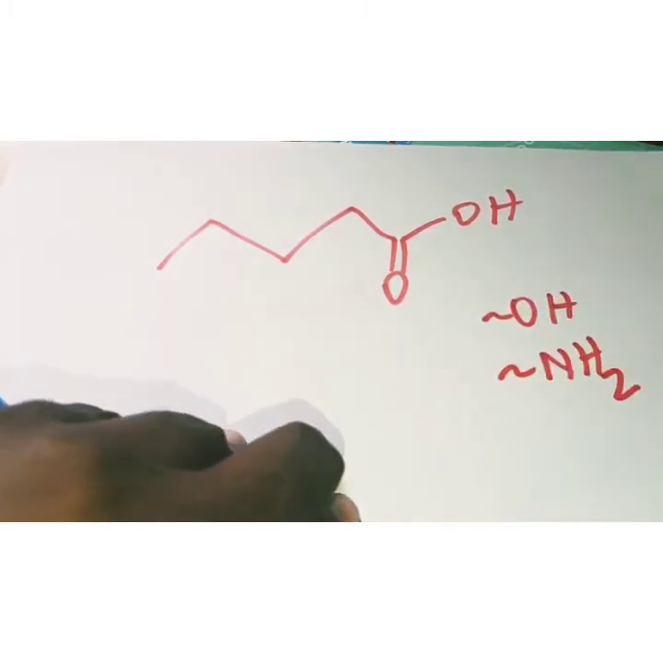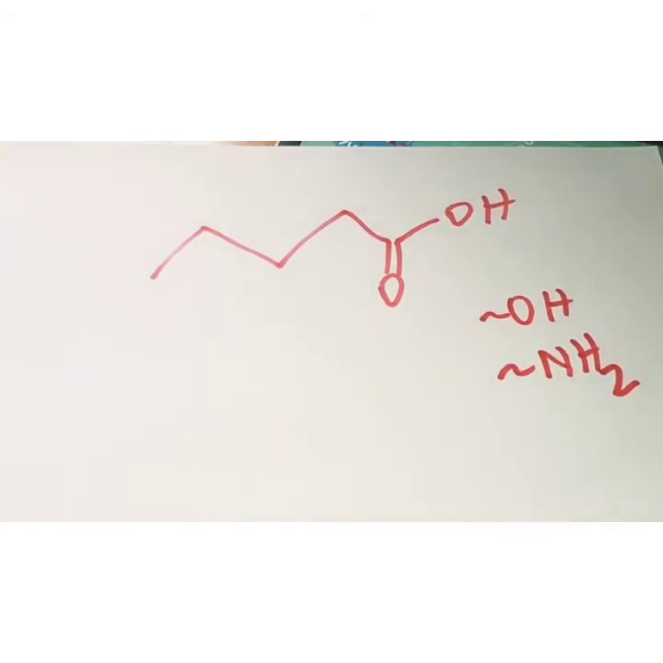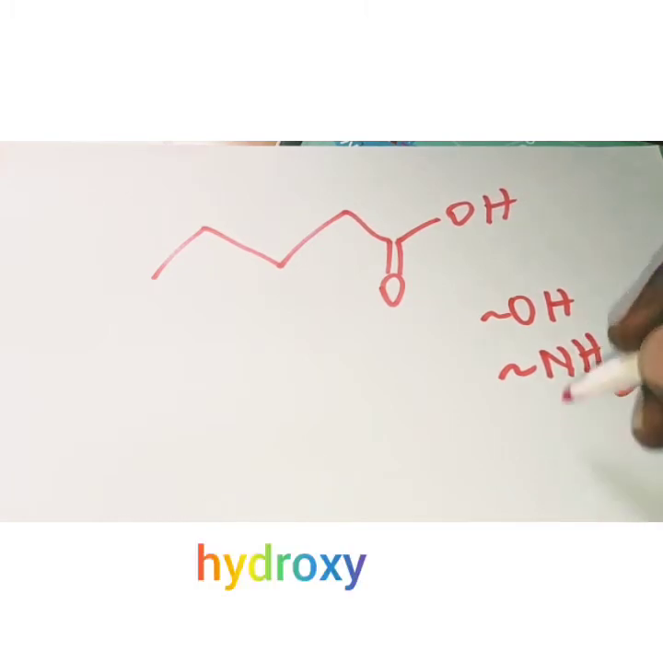Okay. Now, if you use any of these as substituents, guess what? Here's the situation. If you use any of these as substituents, they have a special name. Just like how chlorine was chloro, or bromine is bromo, OH as a substituent is hydroxy. So this is hydroxy.